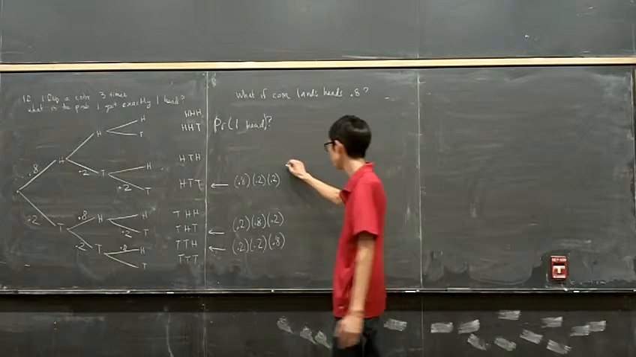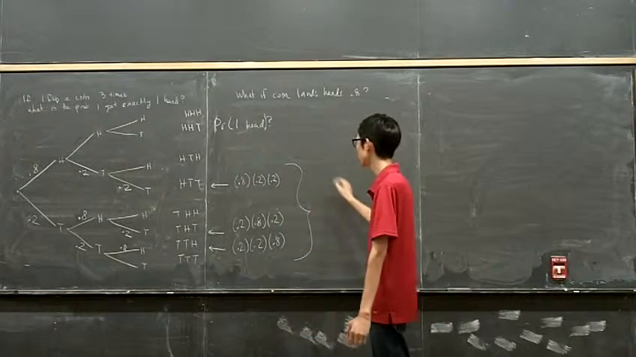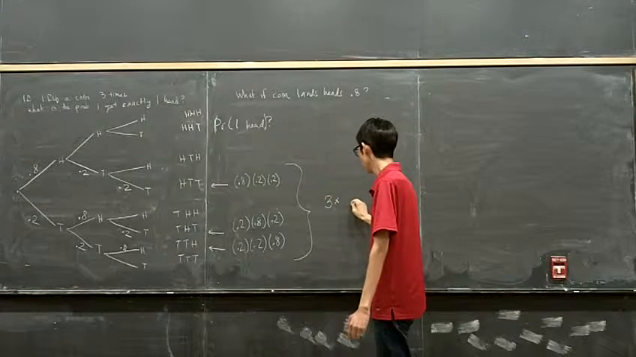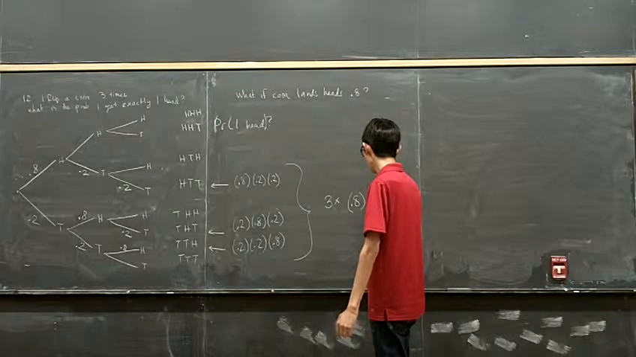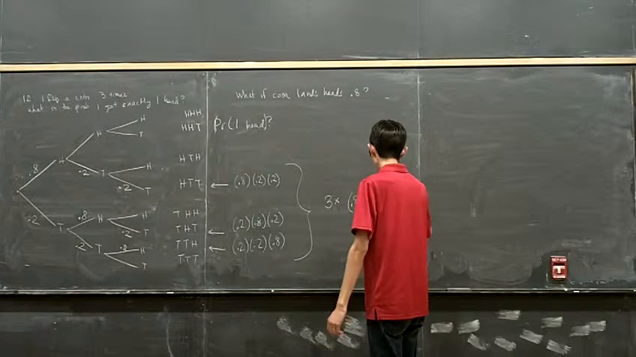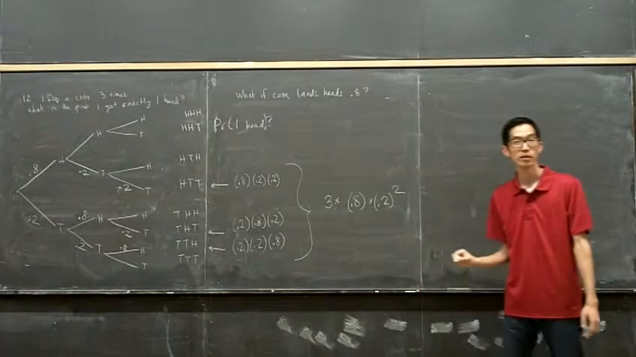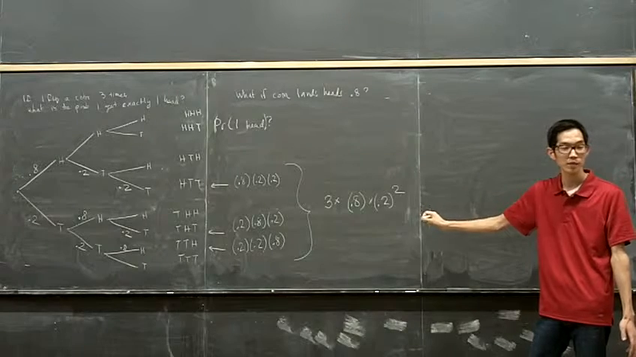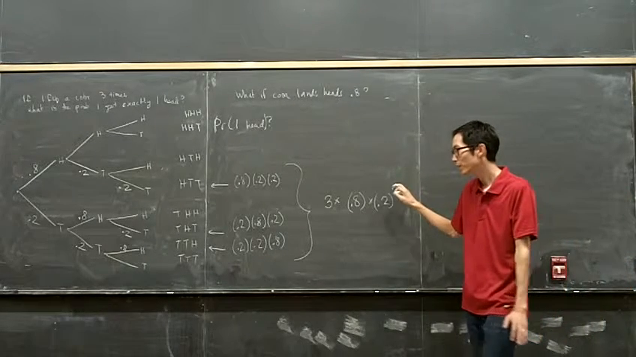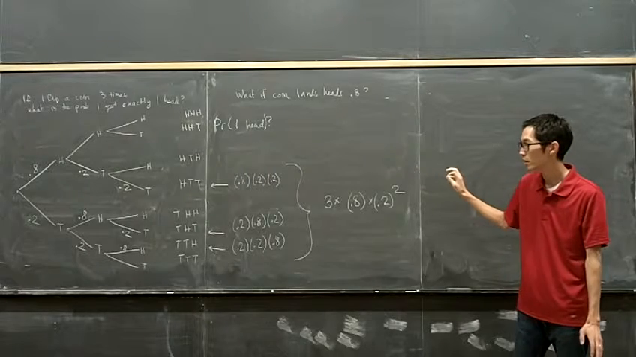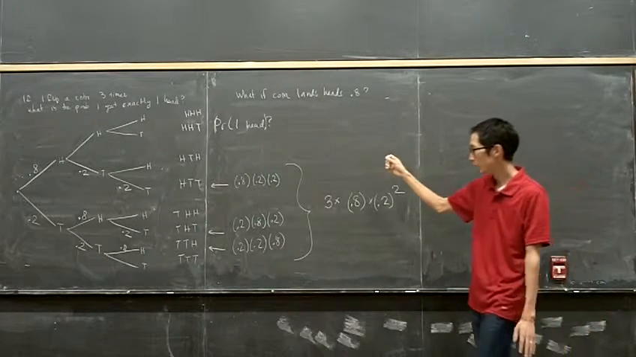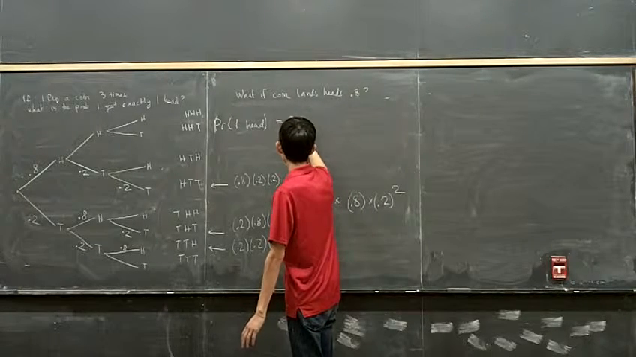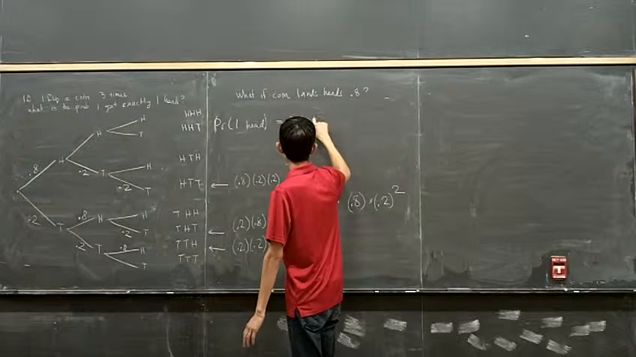So I can rewrite the answer. My answer to this is going to be 3 times 0.8 times 0.2 squared. Can we see that? Yes. Okay. So we're going to use this idea here. That's going to be my answer here. The probability of getting exactly one head is going to be 3 times 0.8 times 0.2 squared.